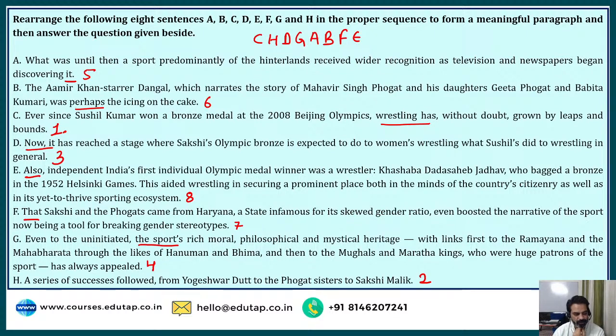So, guys, I always tell you to find the connecting link. Always find the chain. Ever since Sushil Kumar won the bronze medal at the 2008 Beijing Olympics in wrestling, the passage talks about wrestling having without doubt grown by leaps and bounds. Now, what happened after that? This was a story about success. A series of successes followed, from Yogeshwar Dutt to the Phogat sisters to Sakshi Malik. That is the continuation of the story. Then now he's coming to the present.